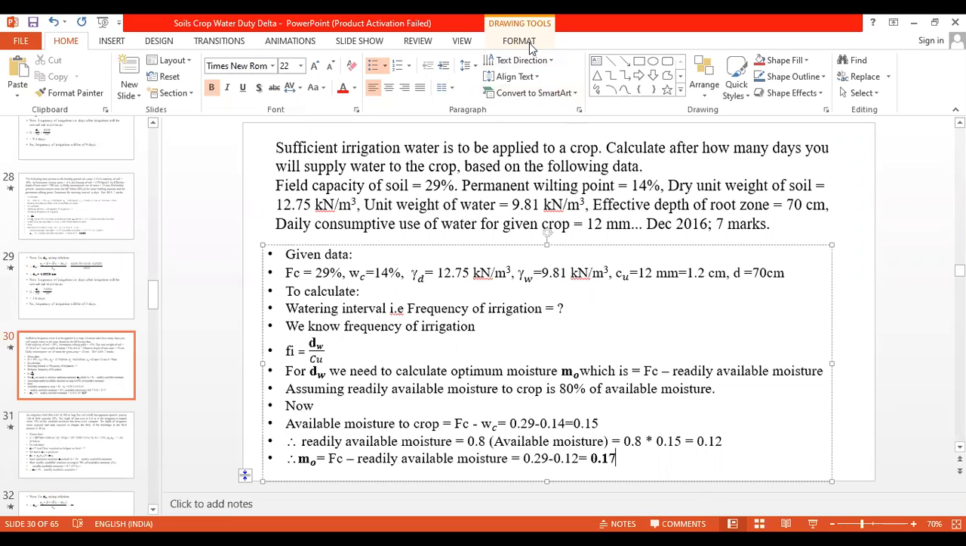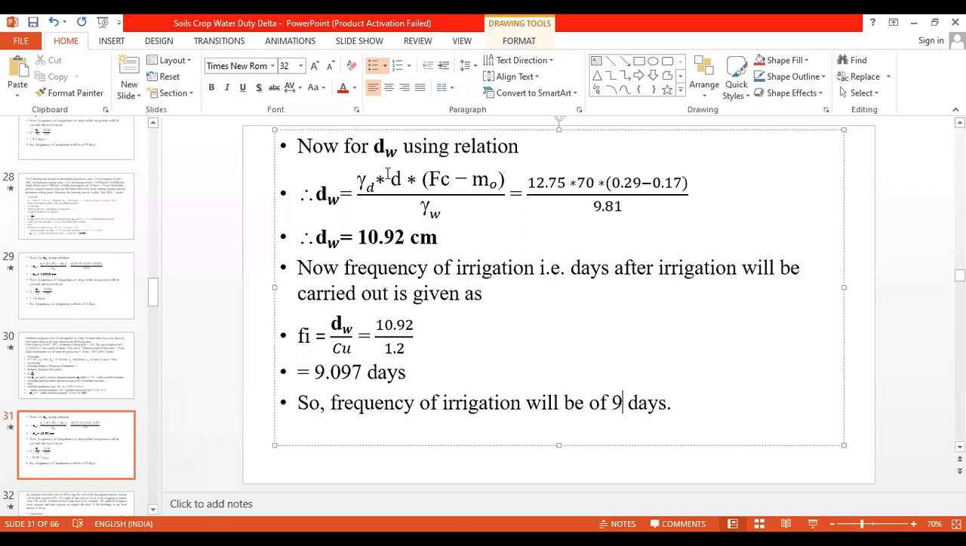Now we have to find out the dW and then the frequency of irrigation. So dW by using the relation gamma d by gamma w into d into fc minus mo. Gamma d 12.75, depth of the root zone 70 centimeters, field capacity is 0.29, optimum moisture content 0.17, by gamma w 9.81. That dW, depth of water, is 10.92, and frequency of irrigation from the given data, dW by Cu, we are getting as 10.92 by 1.2, that is 9.097 days, means after 9 days we will be required to go for irrigating the crop.